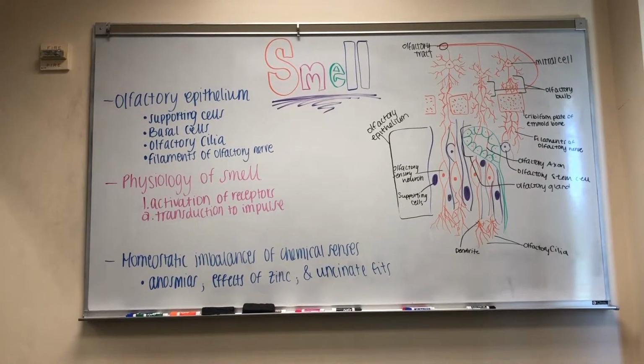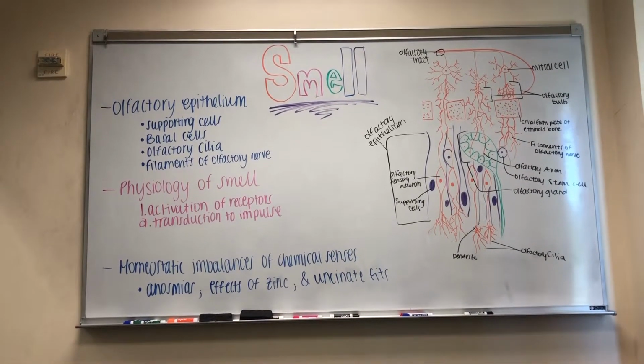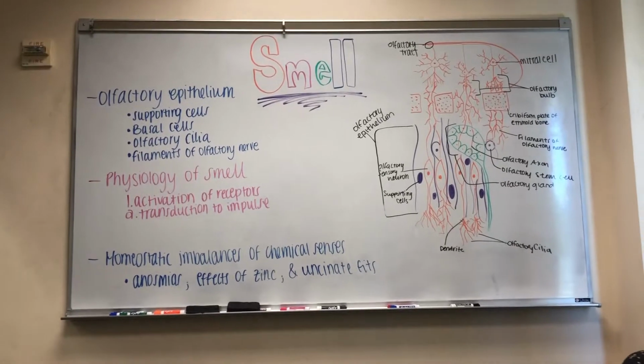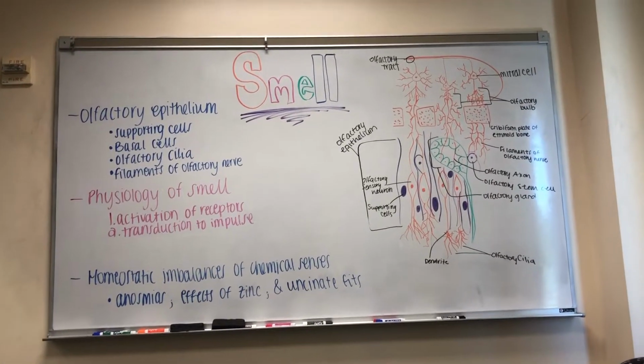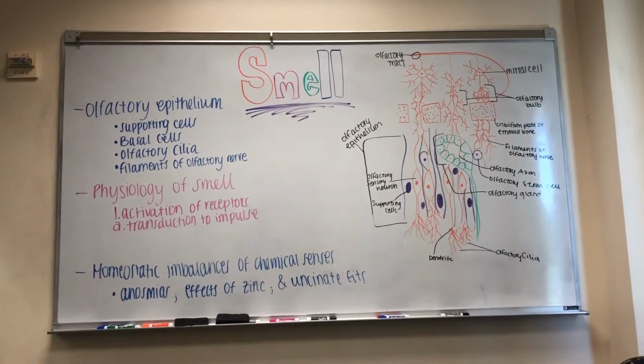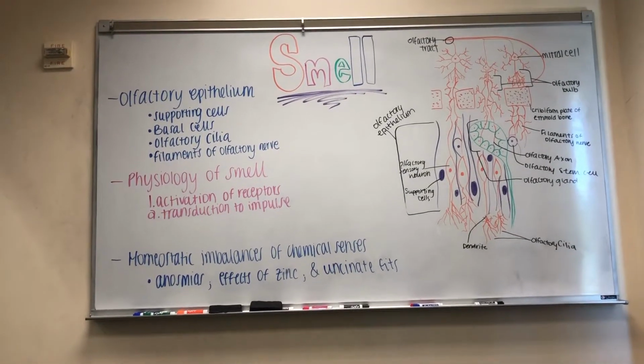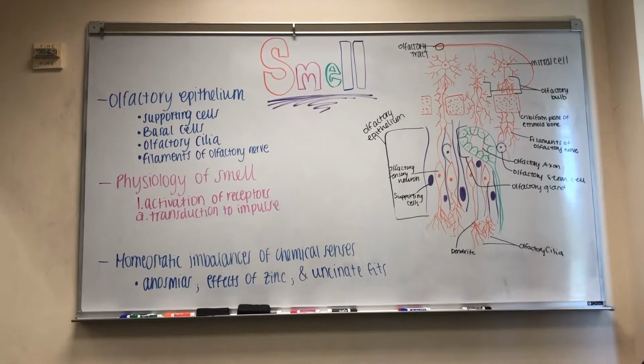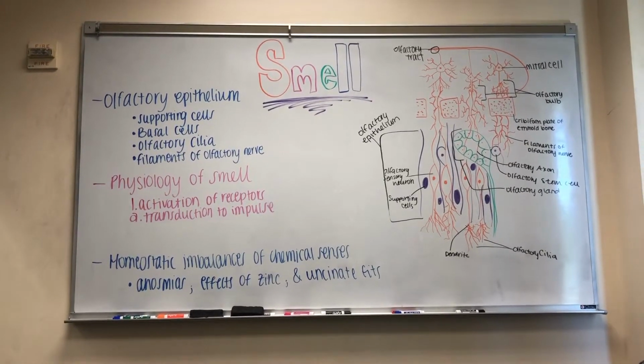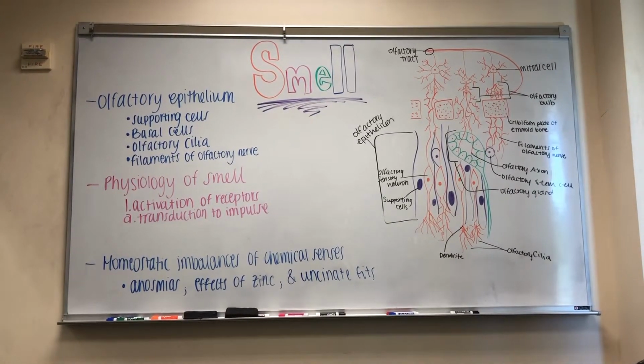The basal cells lie on the base of the epithelium. The olfactory cilia increase the receptive surface area and typically lie flat on the nasal epithelium. The filaments of the olfactory nerve are slender, non-myelinated axons of the olfactory sensory neurons that are gathered into small fascicles.